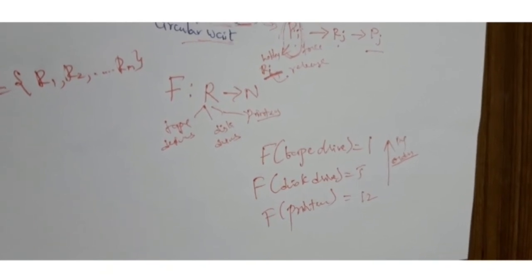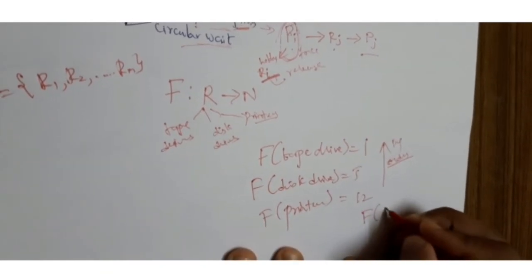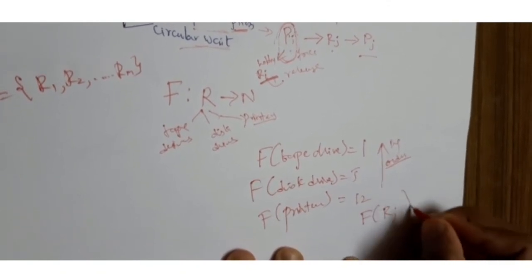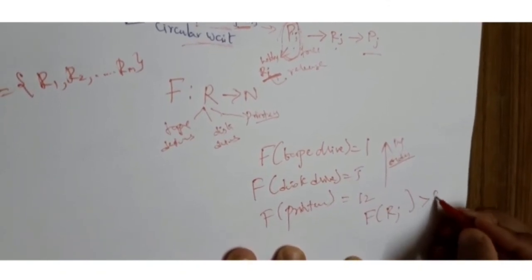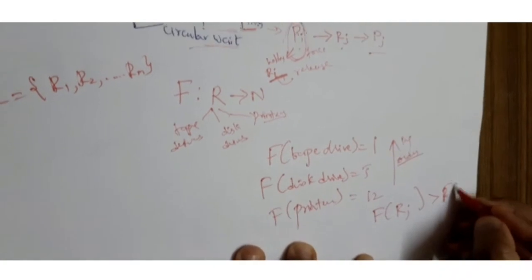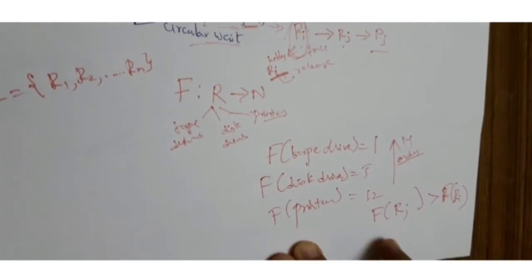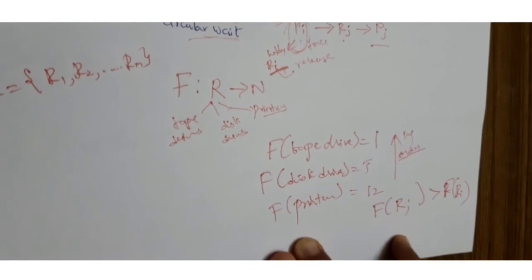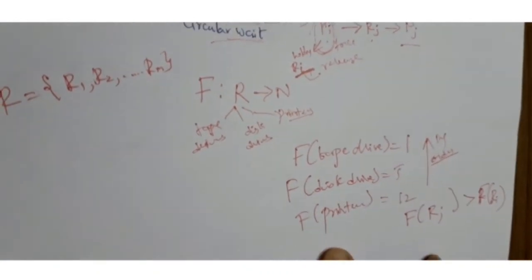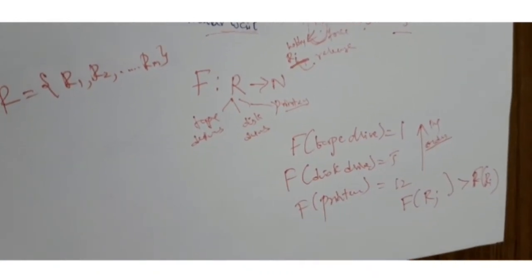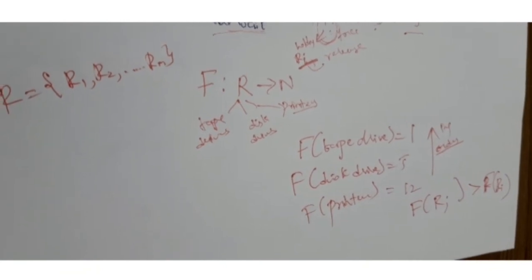That is, a process can initially request any number of instances of a resource type, and only if f of Rj is greater than f of Ri, this condition should be met. When these conditions are met, we can prevent deadlock.